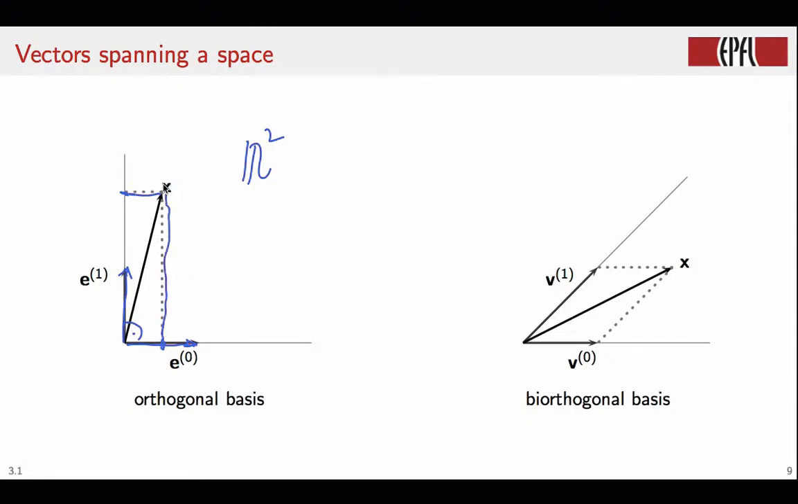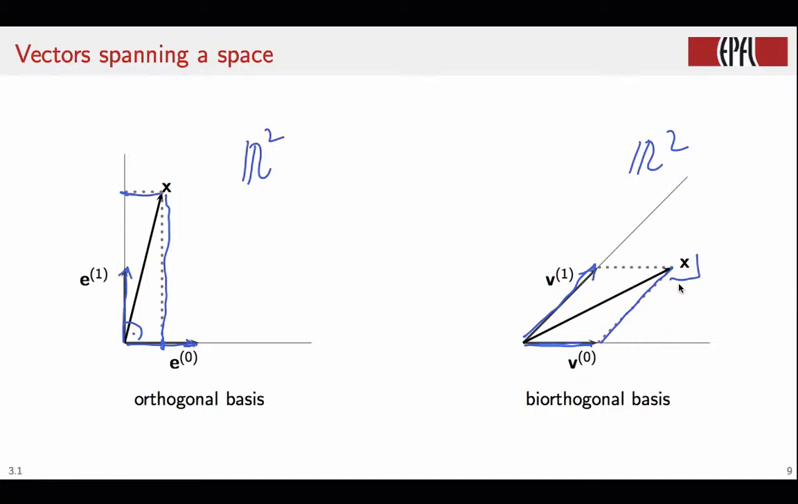Okay? A more general basis, still in R2, is a biorthogonal basis. So we have a vector v0, a vector v1. These two basis vectors span R2, but they are not orthogonal to each other. But we can obviously write any vector x as a linear combination of v0 plus v1. That gives us x. Okay?